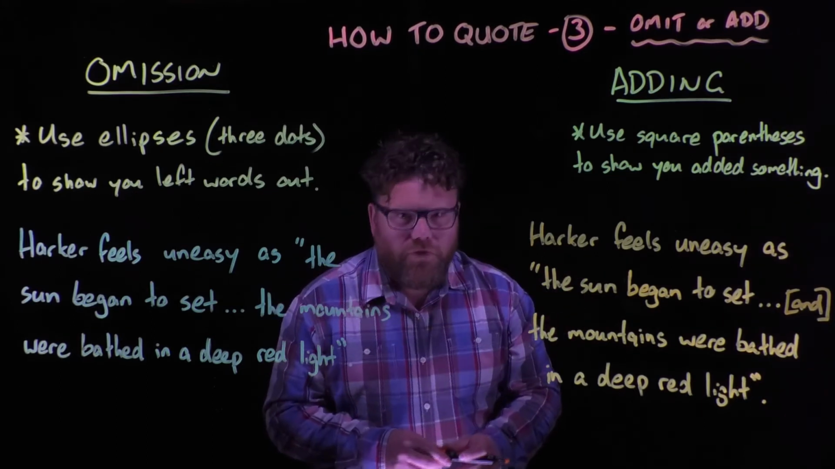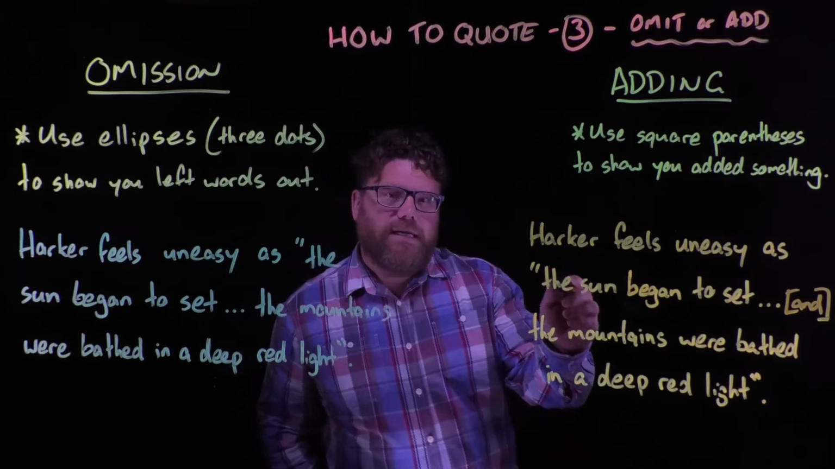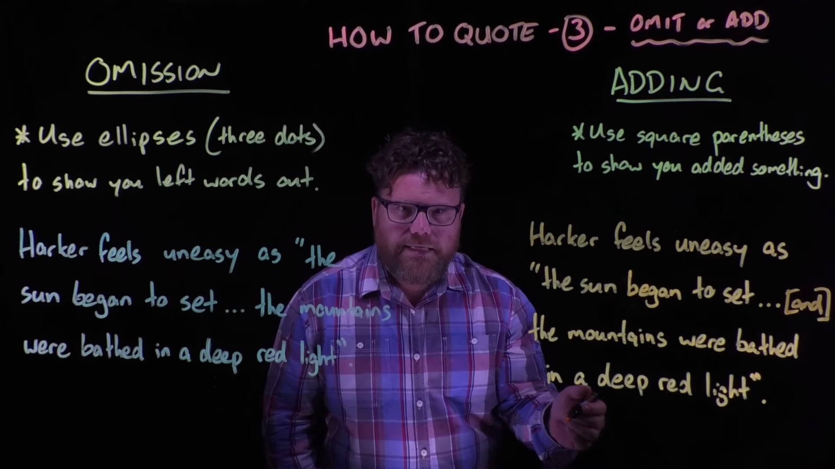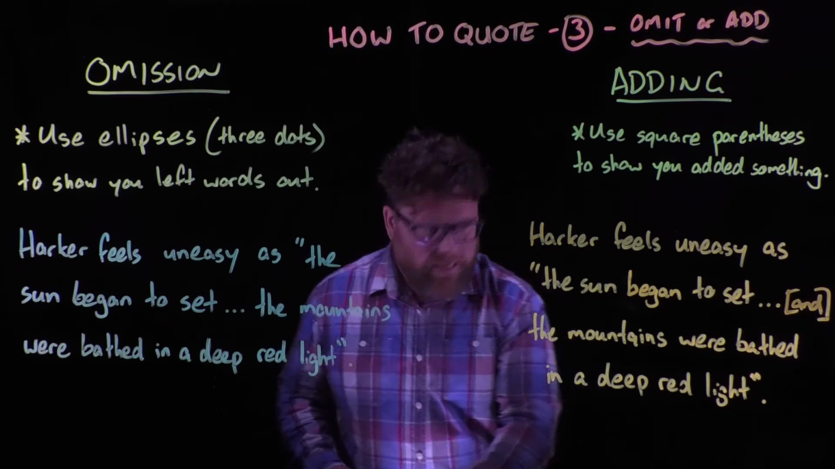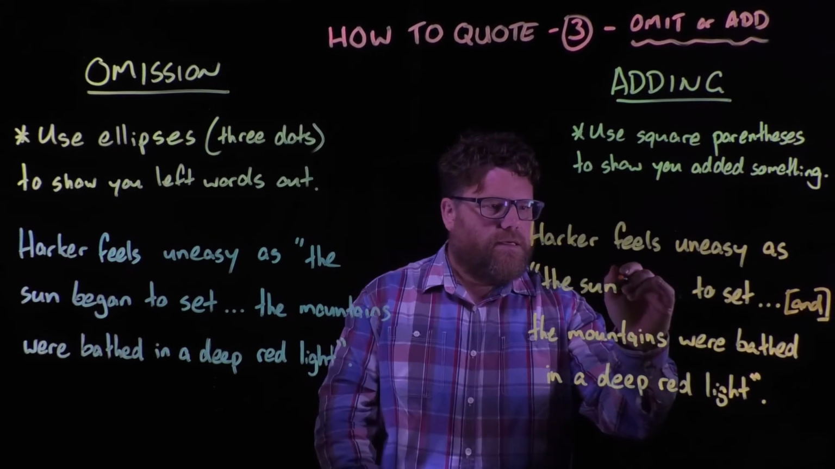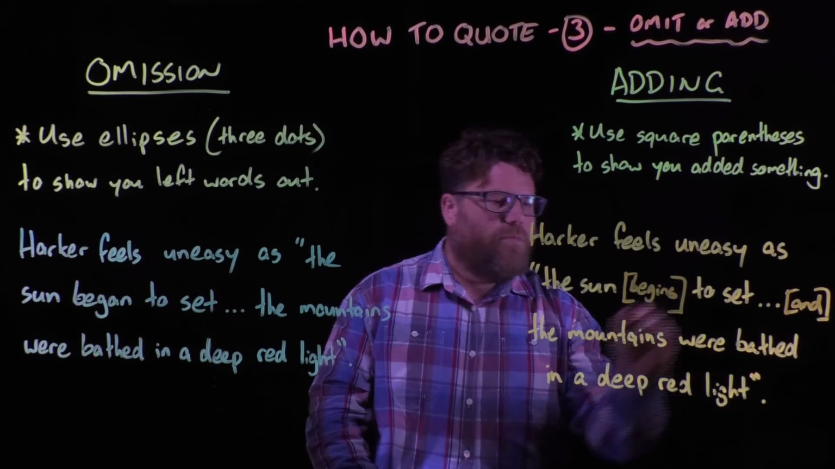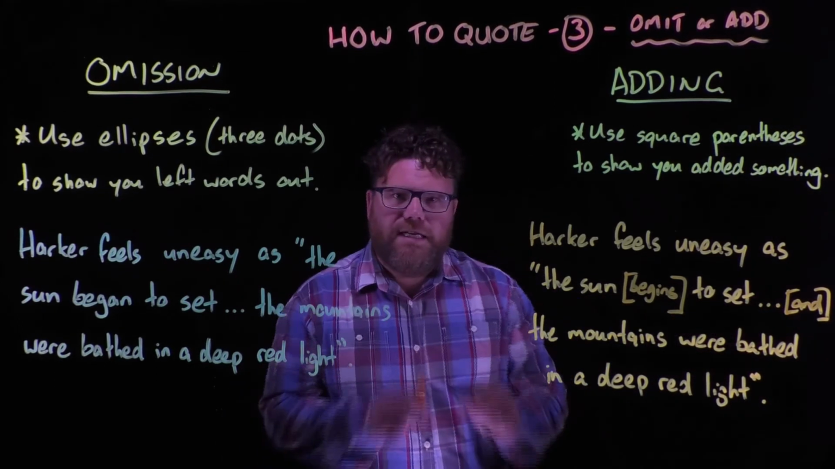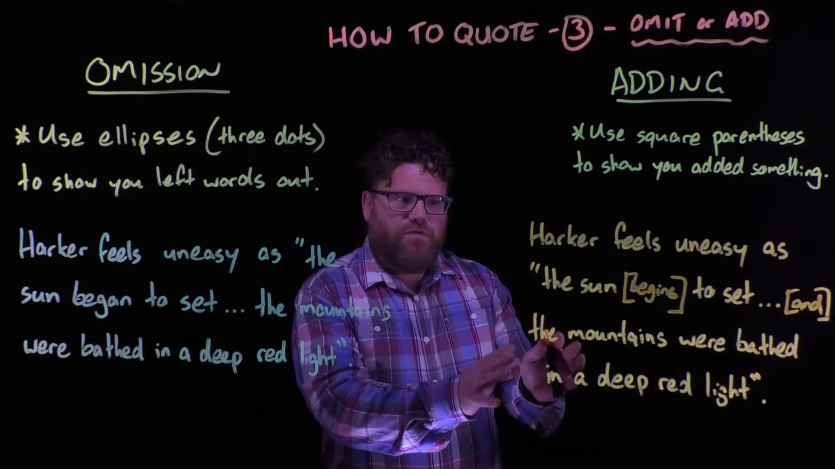But if you're a keen viewer, you might have noticed there's still a problem with these sentences. And that is that it begins in present tense, Harker feels, but the quote is in past tense, the sun began. So we're switching tenses, which is a no-no in terms of sentence structure. So we need to fix that. We could fix that by bringing in square brackets again. We'll make this present tense, begins, and we've put it in square brackets to show that we have altered the original. So in this case it's showing we've altered the original. In this case it's showing that we're adding a word. And now it is lovely and correct sentence structure.